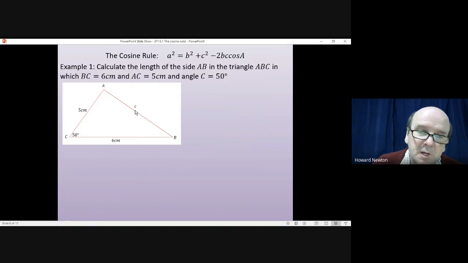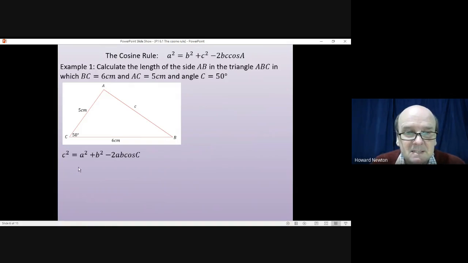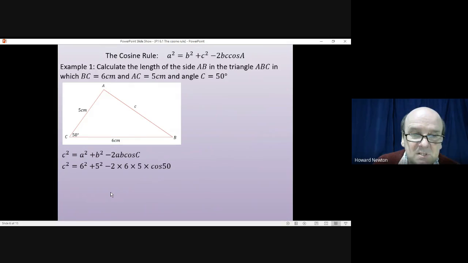Now we're wanting to work out side c here. What that means is this is the easiest version of the cosine rule to use, where you've got c on its own. So c squared is equal to a squared plus b squared minus 2ab times the cosine of C. And a, b, cosine C, all of those things we can either work out on the calculator or we know and can just substitute straight in, which gives us 6 squared plus 5 squared minus 2 times 6 times 5 times the cosine of 50 degrees.